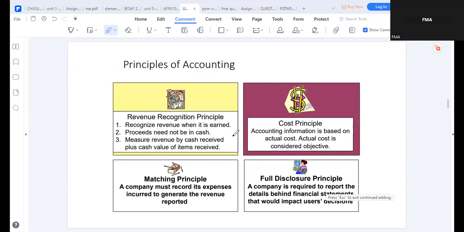Number one, the revenue recognition says we can only recognize revenue when it's earned, so the process will not necessarily be in cash, but we measure revenue by cash received plus the value of items received. So when you sell a good, you need to record that you made a sale, whether money has come in or not. The cost principle here assumes that information should be based on the actual cost. So if you bought land at 50,000 and it has appreciated to 100,000, leave it at 50,000 because that is the cost that you bought it at. That is a concept or a principle.